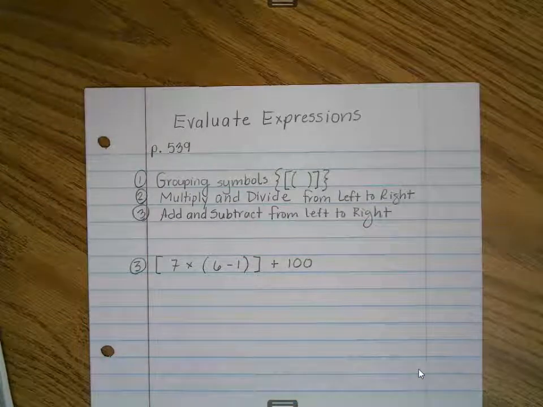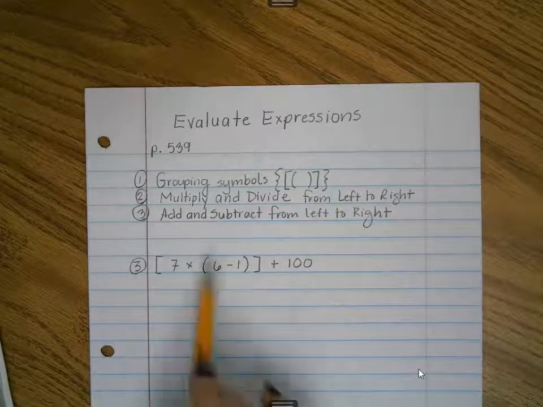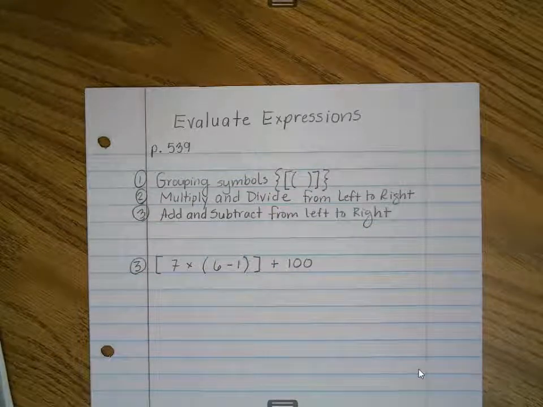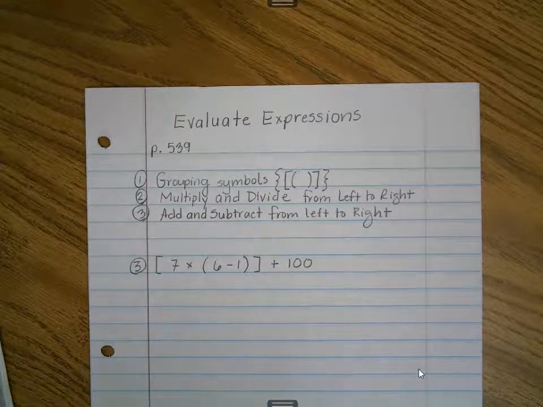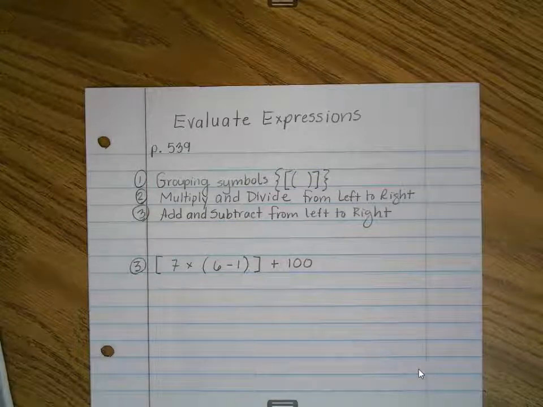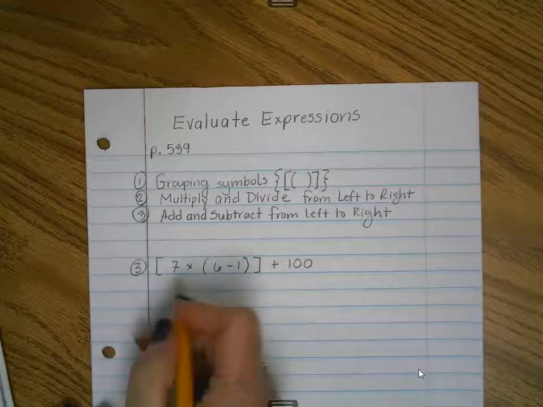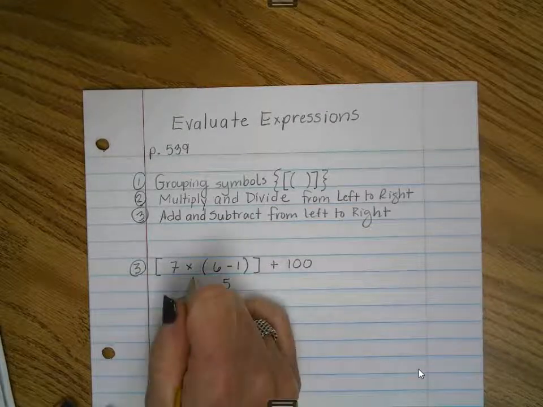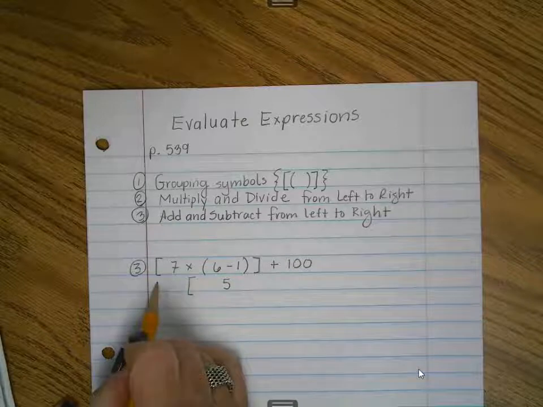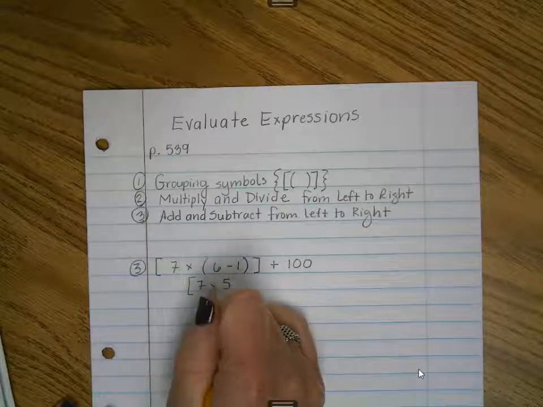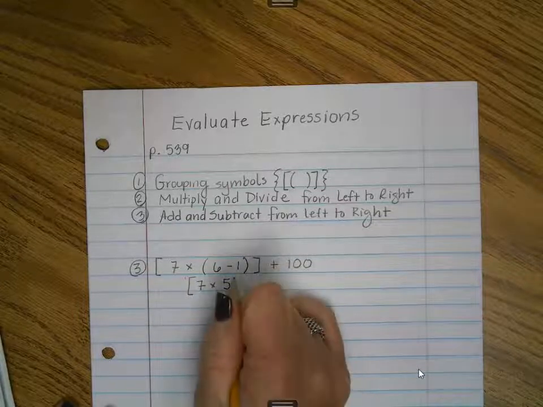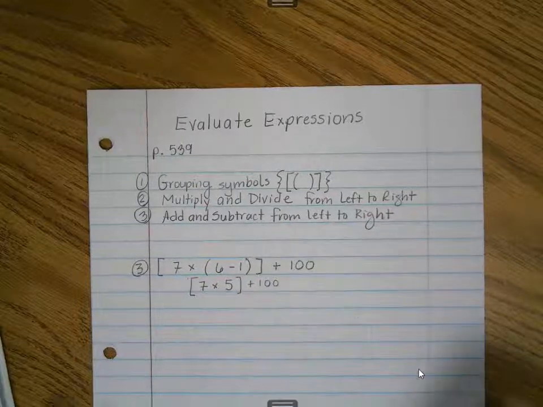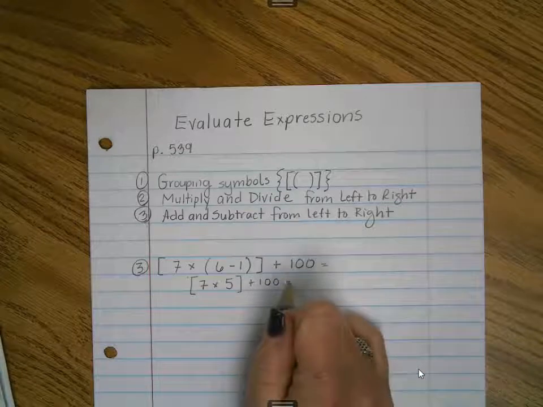All right, so let's talk about how we're going to move. So when I go up here, see, I need to take care of whatever's in the grouping symbols first, okay? So 6 minus 1 needs to be evaluated, and 6 minus 1 is, of course, 5. So we have only solved this part. We've only evaluated the 5. We still have the left bracket, the 7 and the times. We still have the right bracket and the plus 100. Okay? And we forgot my equal signs.